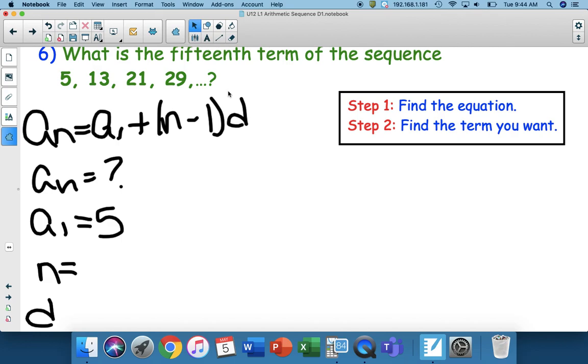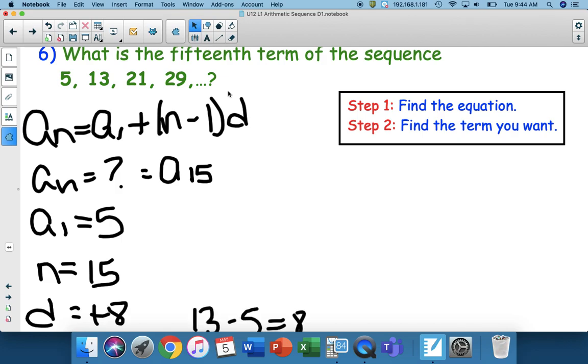N is the term we're looking for. So go back to the question. They're asking for the 15th term of the sequence. So n is actually going to be 15. Even though we don't know what an is yet, we're going to rewrite an as a15. It's not going to be an, it's going to be a15. Then for our common difference, our pattern, we have to figure out what number is being added to each term. So subtract the first term from the second term. 13 minus 5, which gives you a positive 8.